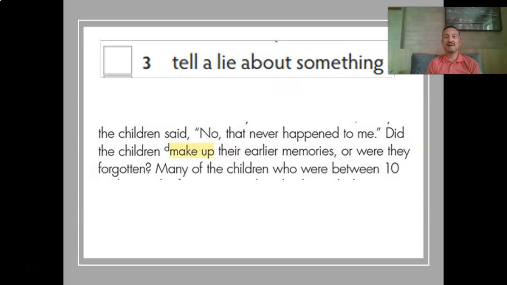To tell a lie about something. This is to make up. For example, did children make up their early memories, or were they forgotten? So did children invent? Are they telling a lie about this, or were they forgotten? So to make up is to invent or to tell a lie about something. Another example is, don't make up any excuse for not coming to my party. So don't invent or don't tell a lie about it.